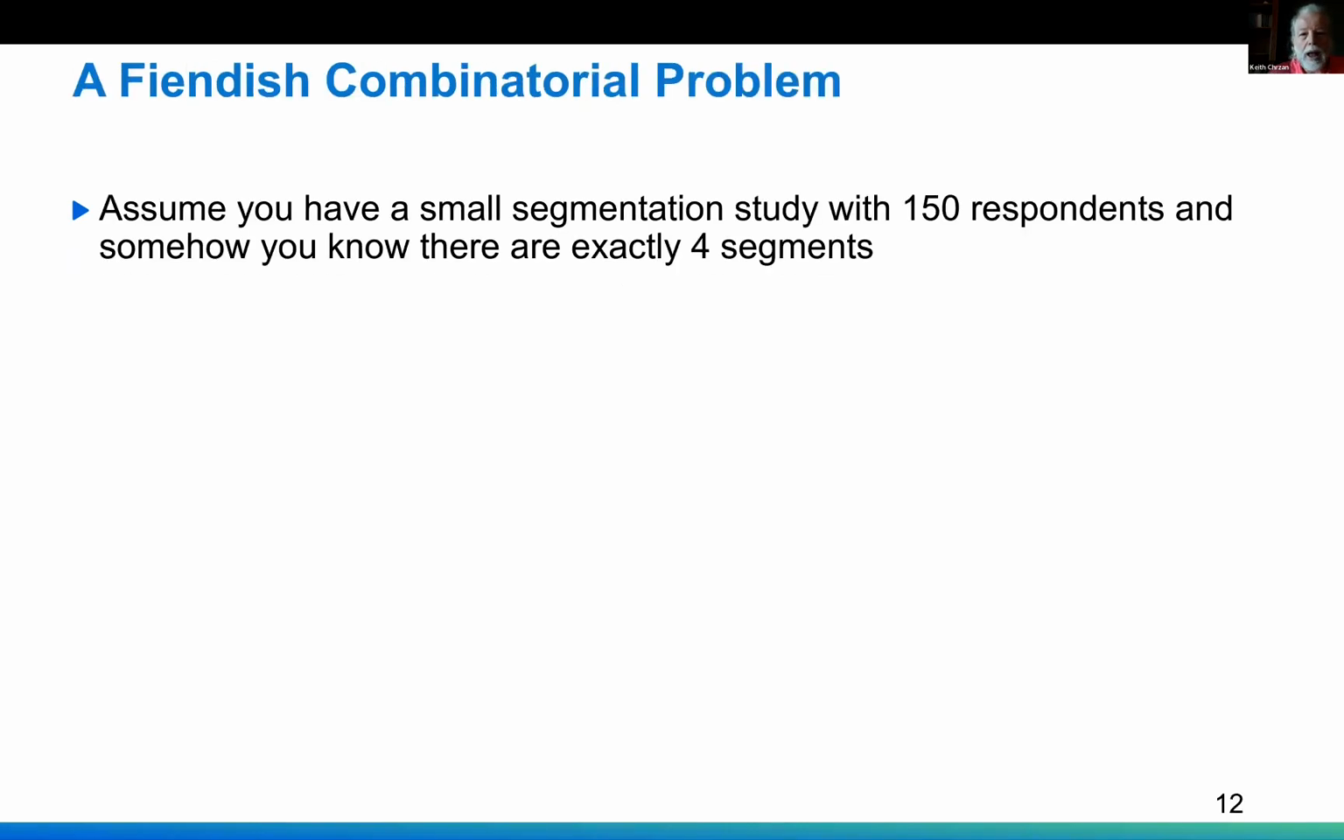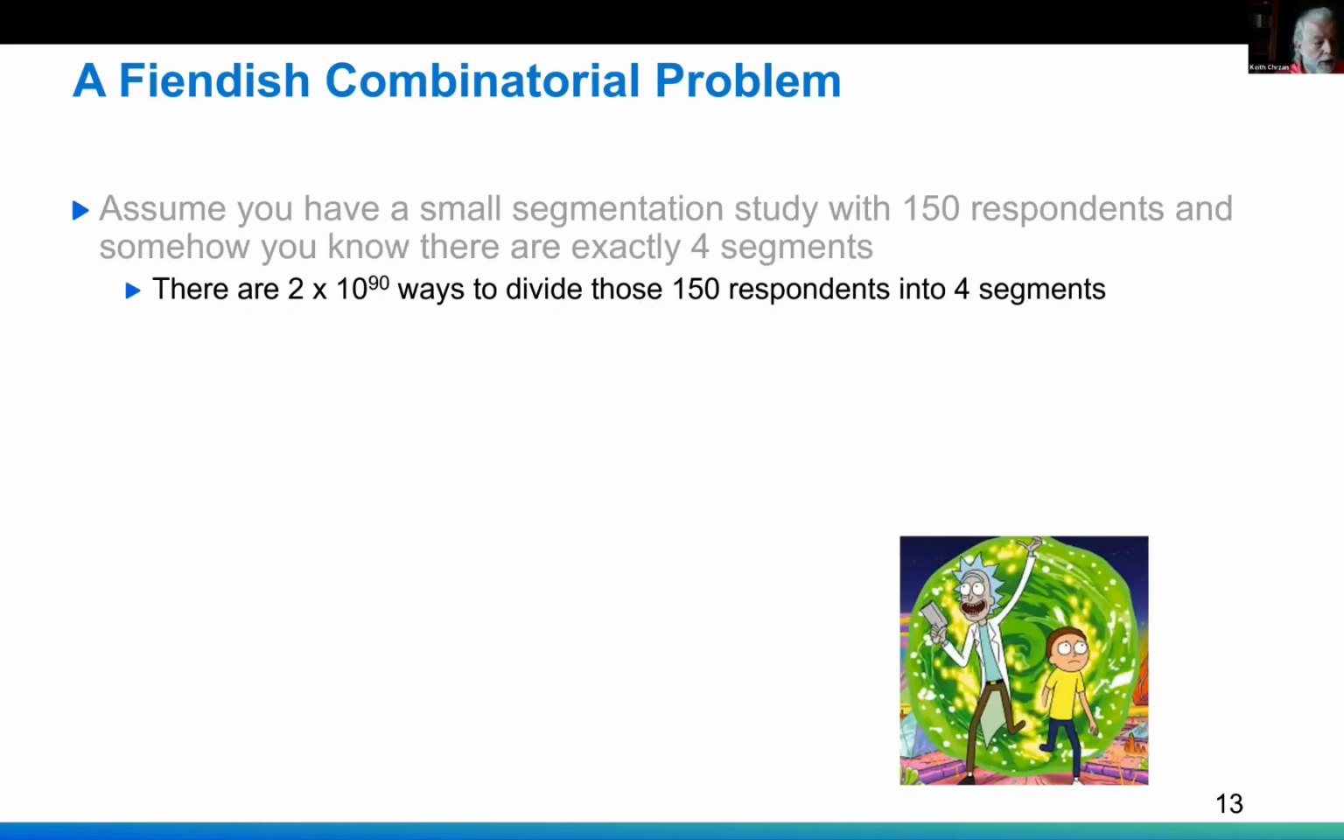Let's assume that we have a really small segmentation study. We've got 150 respondents, and somehow we have reliable information that there are exactly 4 segments. Maybe we had a dream last night, or a revelation, or Nostradamus told us. Whatever, somehow we infallibly know that there are just 4 segments. You'd think this might make our job easier. Turns out there are 2 times 10 to the 90 ways of dividing those 150 respondents into 4 segments. There's a lot of solutions to look for.